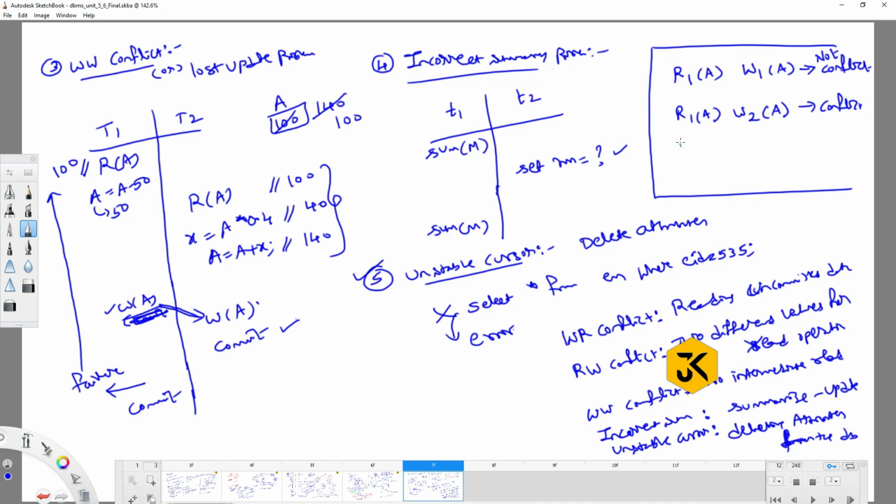For example, I am just giving the clues here. Read 1 of A, write 2 of B. Is there any conflict? There is no conflict. Why no conflict? Even though they are a read write combination, they are working on different data items, right? So like this we can have many kinds of combinations. You have to make sure of that.